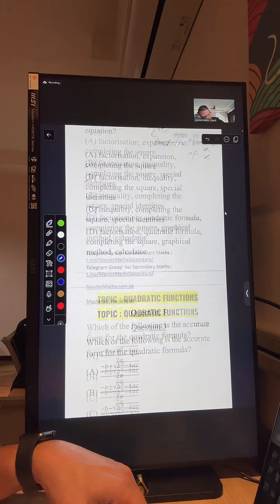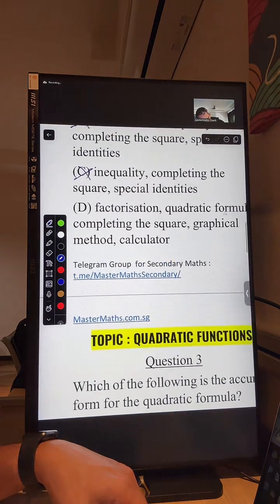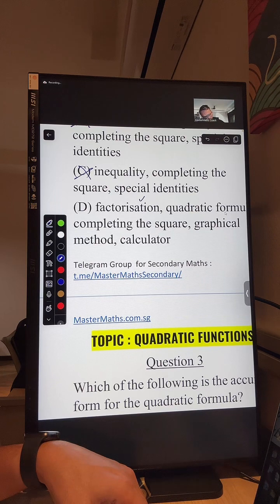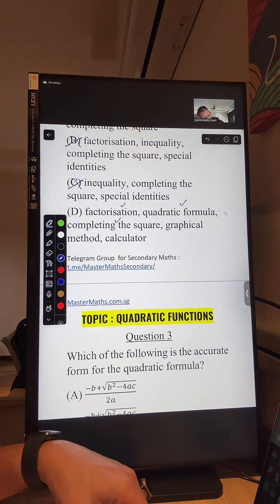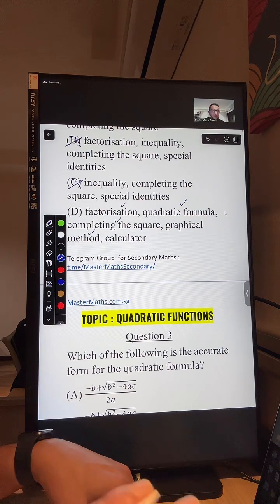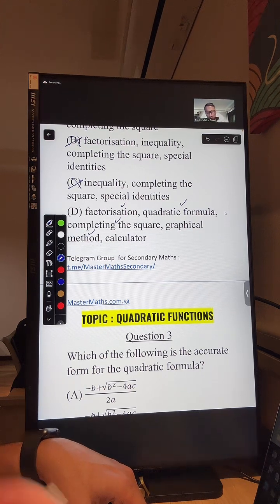Okay, let's look at D. D has factorization. Okay, factorization is correct. Quadratic formula, also correct. Completing the square. Graphical method. Graphical method means you draw the graph for that particular equation, and then you read off the graph to get your solution. And then, of course, the method that everybody loves, which is the calculator method.